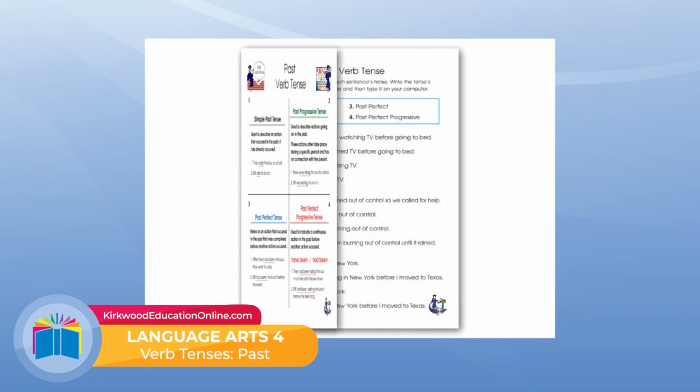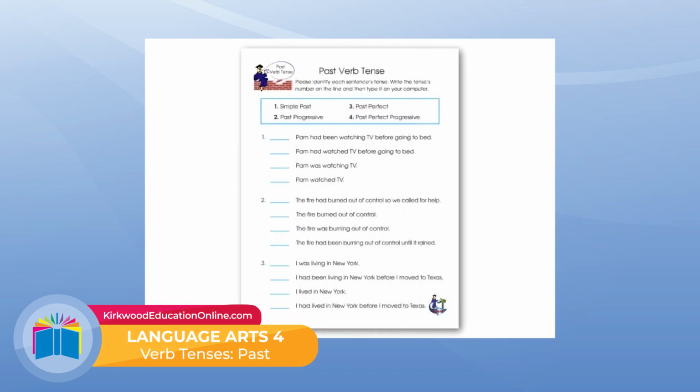Now please go to the next page and I'll show you the kind of exercises that you're going to have that will help you to learn past verb tenses. Now your job is going to be to identify each sentence's tense and write the tense's number on the line and then type it on your computer. Let me repeat it. Your job is going to be to identify each sentence's tense and write that tense's number on the line next to the sentence and then type it on your computer.